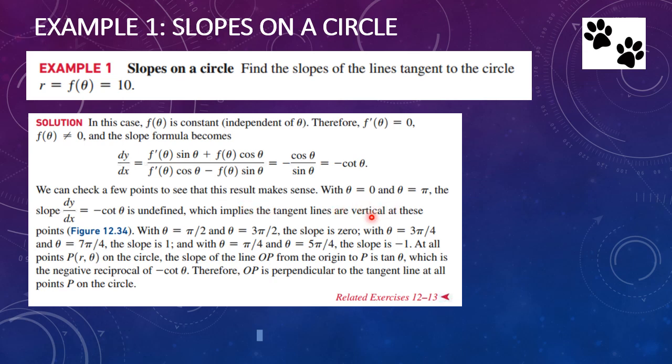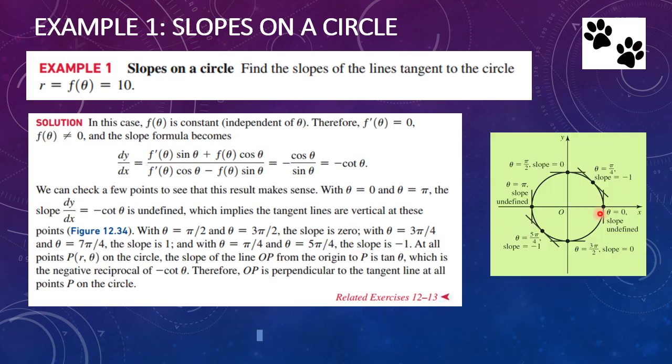With theta equals 0 and theta equal pi, the slope dy dx is undefined, which implies that the tangent lines are vertical at these points, which we can see here and here. So that does play out. With theta equals 3/4 pi and theta equals 7/4 pi, the slope is 1. And with theta equal pi over 4 and 5 pi over 4, the slope is negative 1, again, which we can kind of see here. And we can do that just by plugging in those values or taking the cotangent at those specific points.